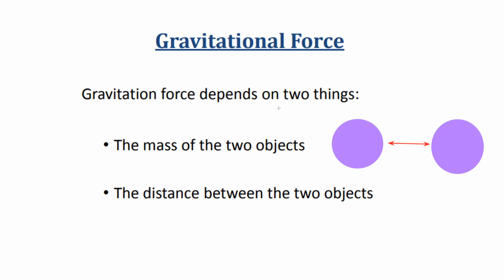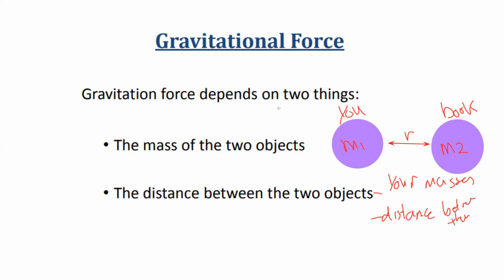Here we have mass 1, and here we have mass 2. Between you and your book, you have an attraction force. You have a gravitational force between them. Now, this force between you and your book depends on two things. It depends on your masses and the distance. This is the distance r between them. The two masses and the distance.